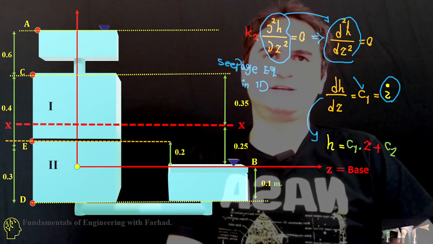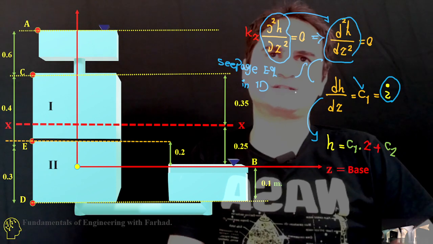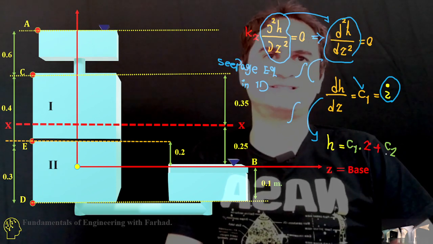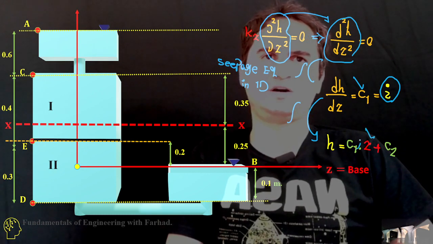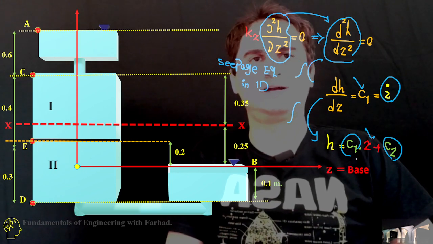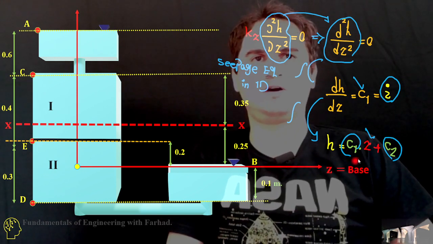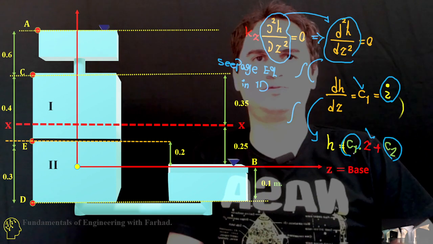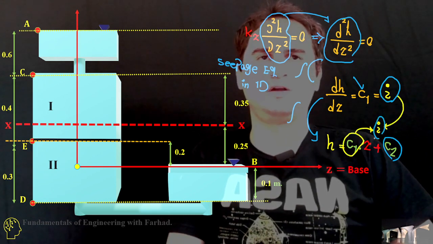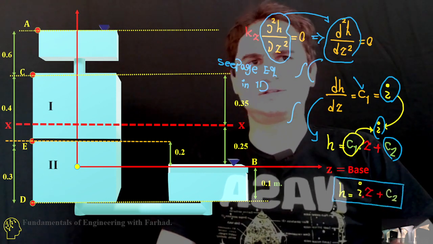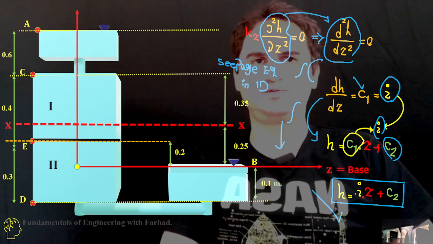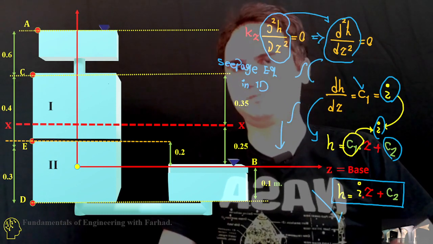If you integrate it once more, you get the water head h equal to c1 times z, the height of water, plus the second constant from the second integration. It gives you c1 times z plus c2, and we do know our c1 is definitely our hydraulic gradient. So the equation for 1D seepage in the z direction is h equals iz plus c2.